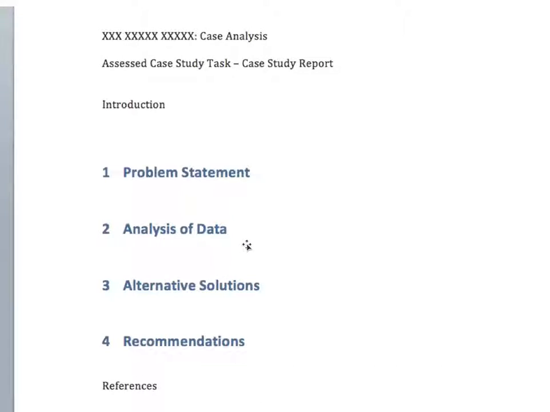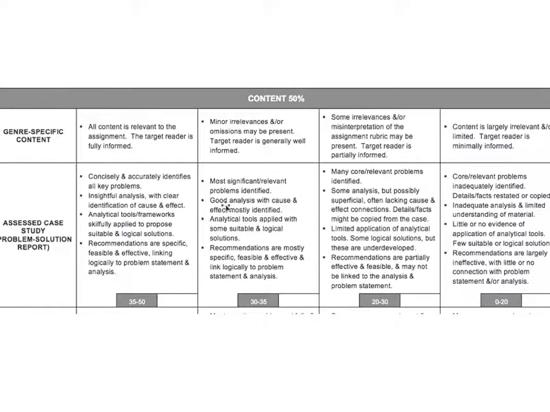Now I started writing it. This is a Word document, and I think this is how you should start off. So you've got numbered headings 1, 2, 3, and 4, and each one of those headings is the move. So firstly, problem statement, analysis of data, alternative solutions, and recommendations. So begin with that, and then start filling in your information under each one of those headings.